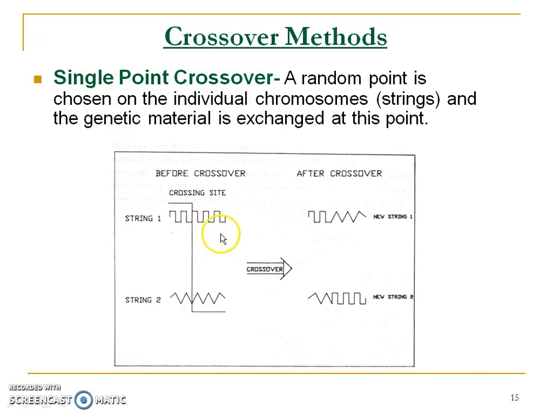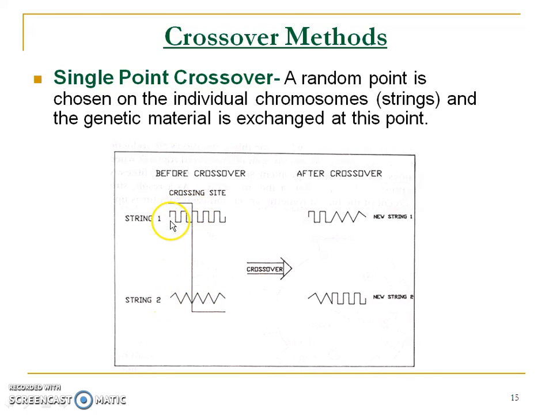Single point crossover means there are 2 chromosomes, string 1 and string 2, and we have chosen a single point randomly. The crossover will take place at this particular point. So by crossover, these 2 chromosomes, chromosome 1 and 2, will interchange their parts.